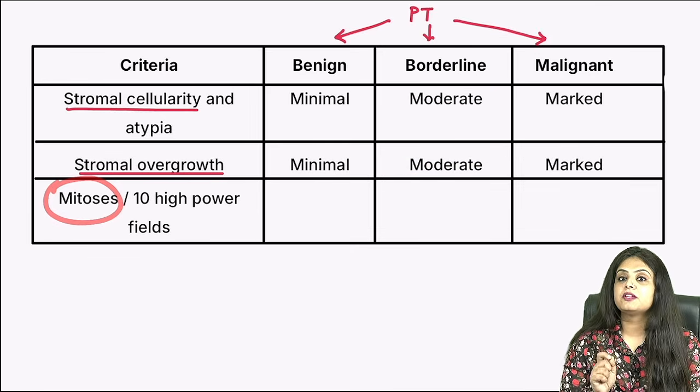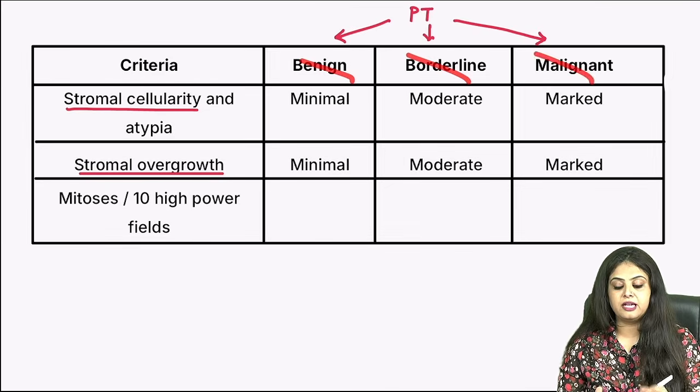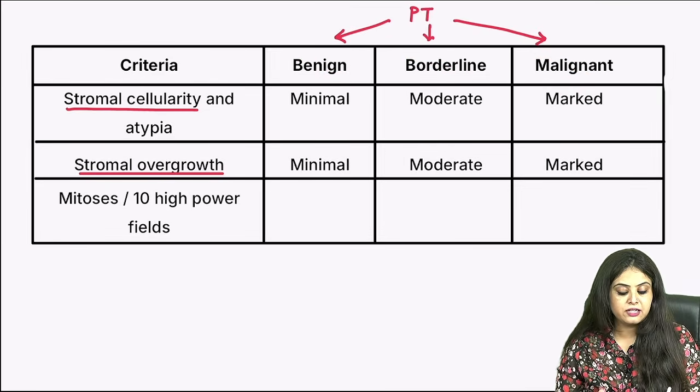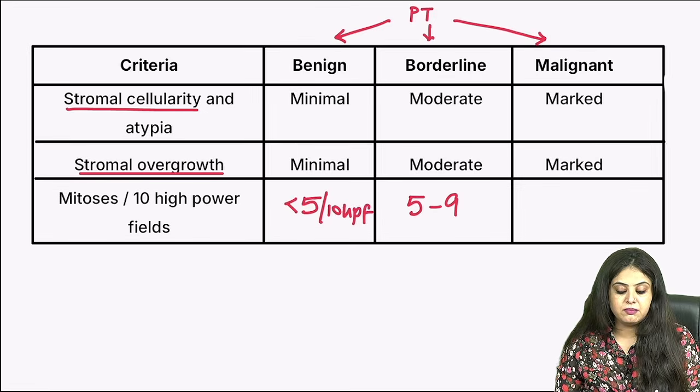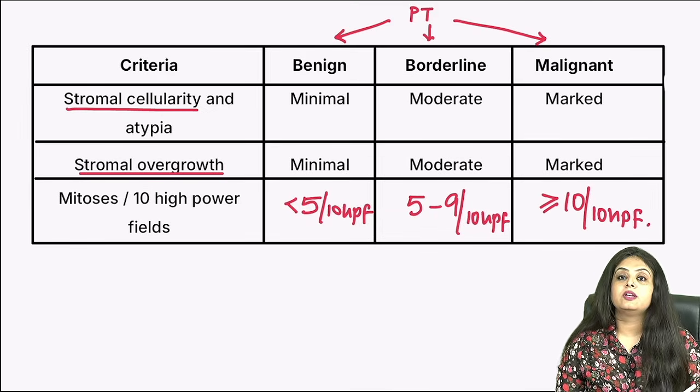Mitosis is going to be something which I will count, and I'll get to know whether it is benign, borderline or malignant. If I get to see less than 5 mitosis per 10 high power field, I will call it benign Phyllodes. If I get to see between 5 to 9 mitosis per 10 high power fields, I call it borderline Phyllodes. And if I get to see equal to or more than 10 per 10 high power field, then I will call it malignant Phyllodes.